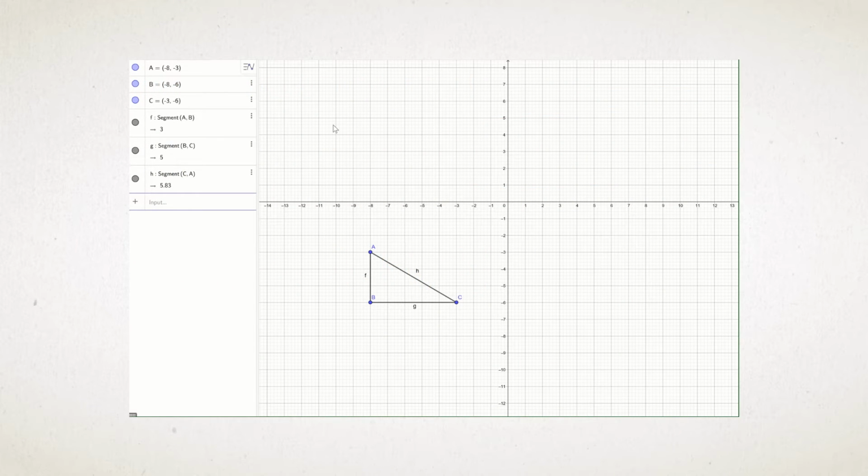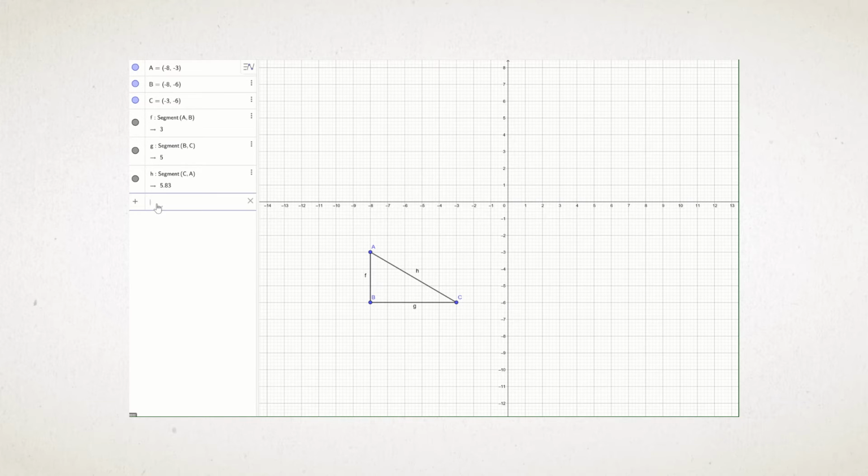Now, I had already graphed the relation. If you recall, the relation was (-8, -3). That was one of the vertices. A second vertex was (-8, -6). And then the third was (-3, -6). And you can see that I have graphed it. It is, in fact, a right triangle. But now let's graph the inverse.